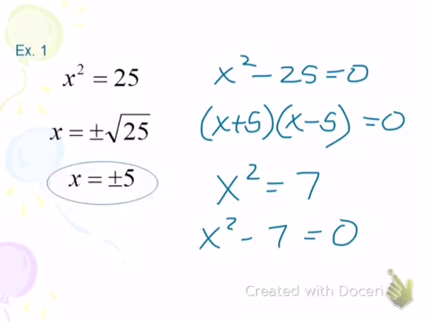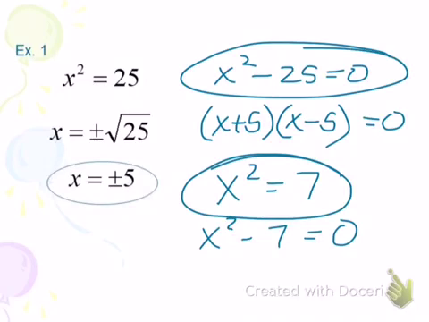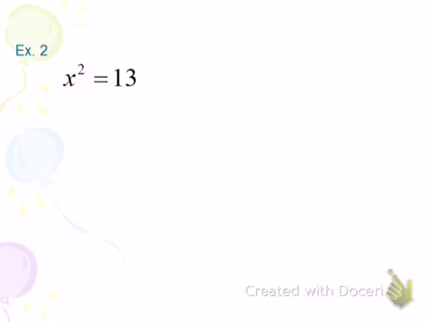So the square root property works really nicely when you don't have perfect squares. If you have a perfect square, maybe it's just as easy to factor as it is to use the square root property. I'll let you decide that. All right, what about this? X squared equals 13. 13 is not a perfect square, but does that mean we can't solve it?